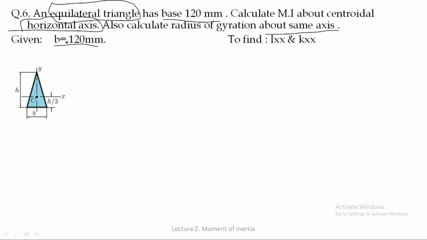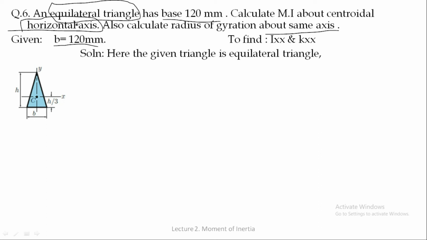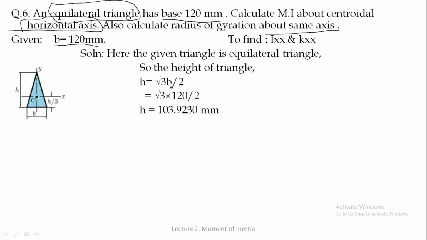Just b is given and the type of triangle is given. Using this logic, we have to find the height of an equilateral triangle. So you have studied in your school days that the height of an equilateral triangle is root 3 by 2 times the base, or root 3 by 2 times the side. Okay, so the base is denoted by b, so h is equal to root 3 by 2 times b. So root 3 into 120 by 2, you will have h as 103.9230 mm. So here we have found the value of h.